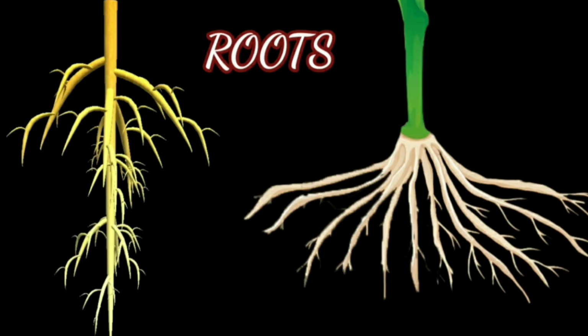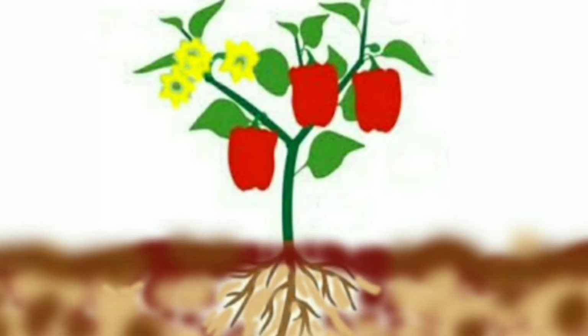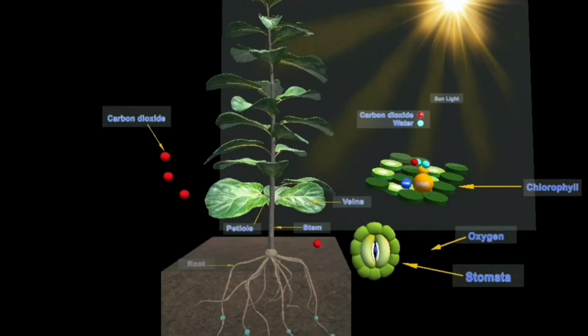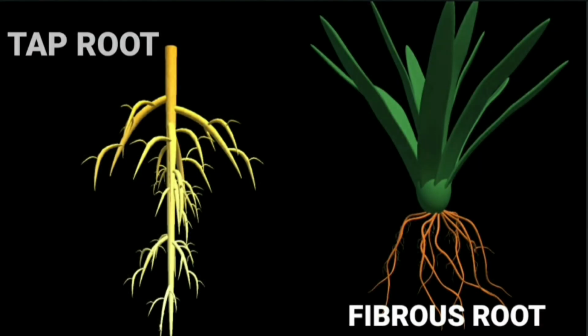Roots of plants. Roots grow deep inside the soil. They look like long ropes spread out under the soil. Roots hold the plant firmly in the soil. They also help the plant absorb water and nutrients from the soil. The roots of a plant grow below the ground. There are two types of roots, taproot and fibrous root.